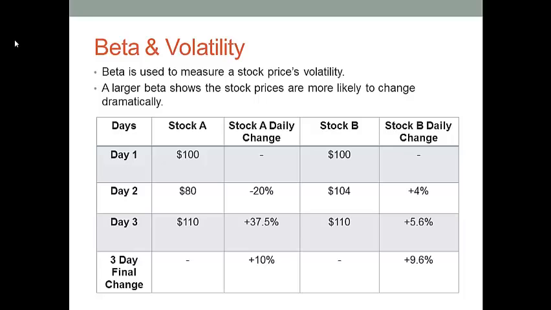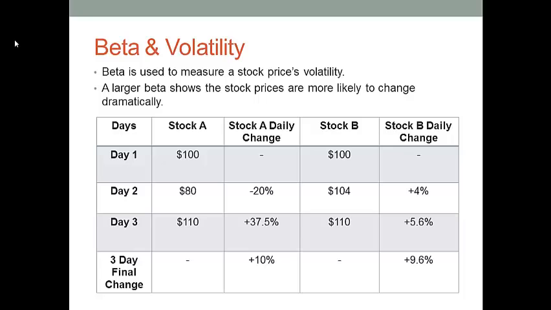Let's see an example. Suppose we have stock A and B. As you can see on this slide, after 3 days, both of the stocks increased by about 10%, right? However, the stock price changing processes are different between A and B. Stock A changed more dramatically. On day 2, stock A dropped by 20%. And then on day 3, stock A increased by almost 38%.